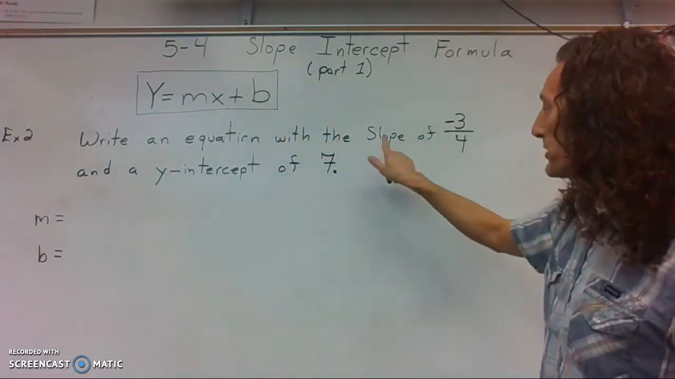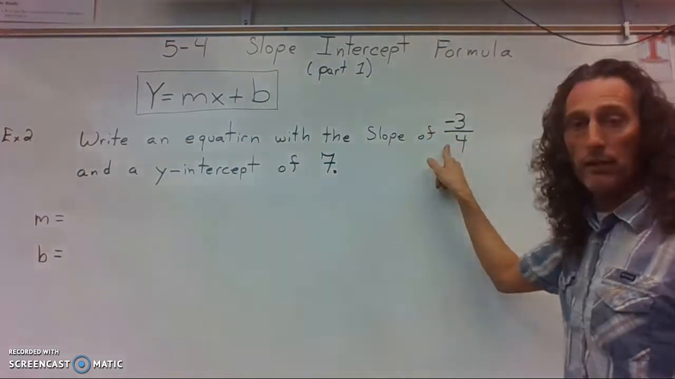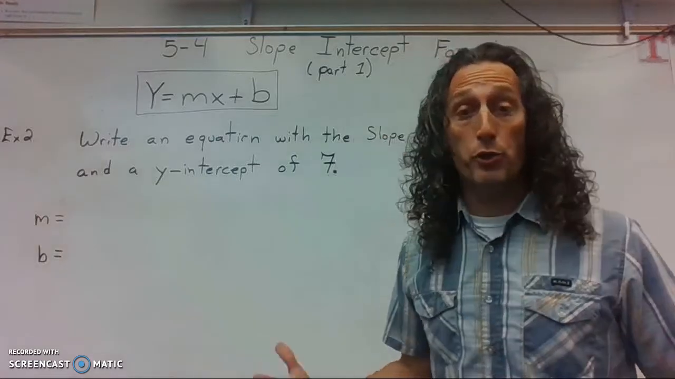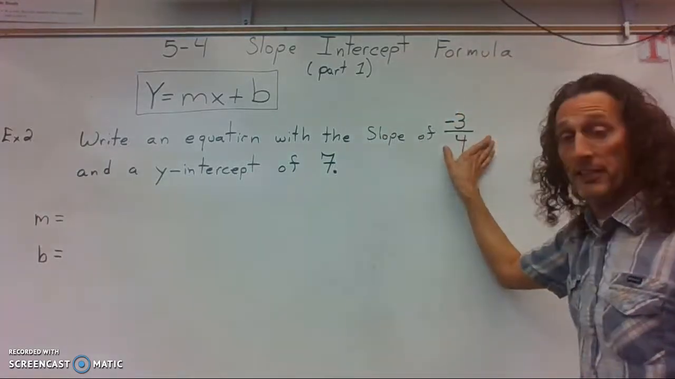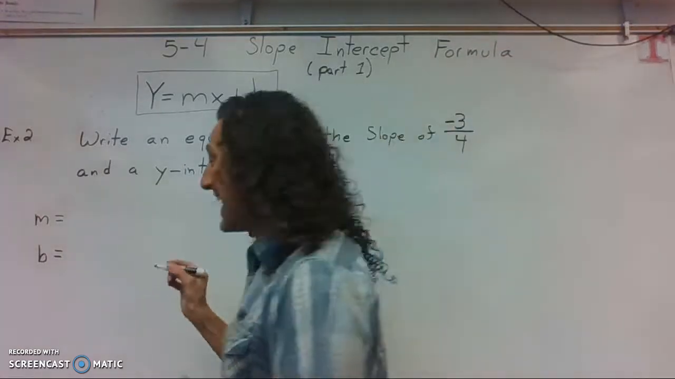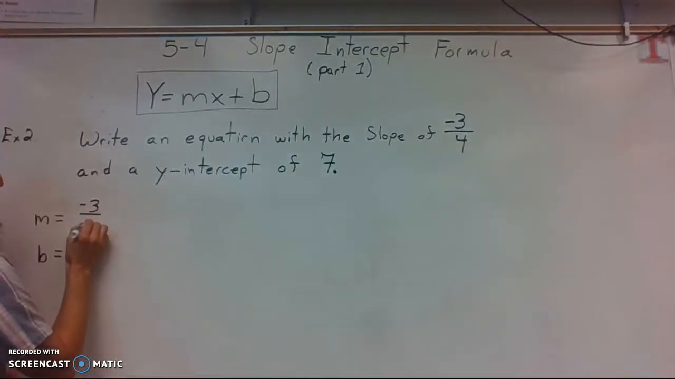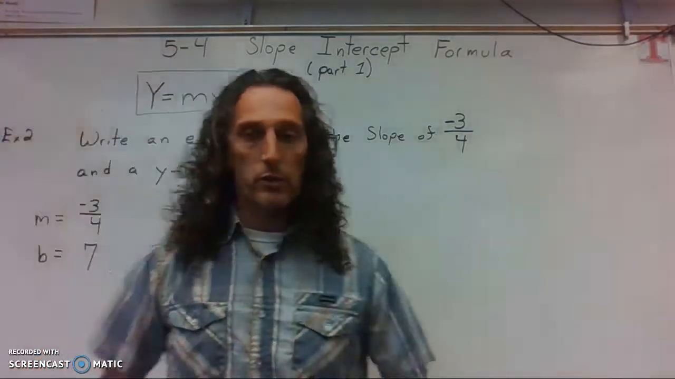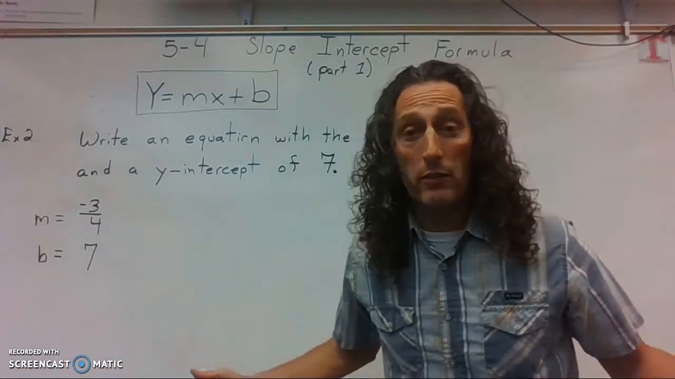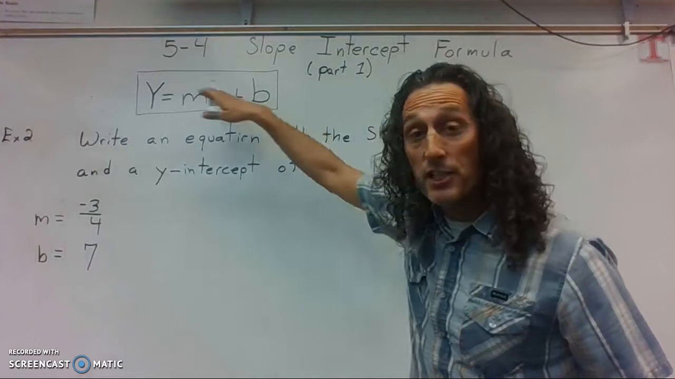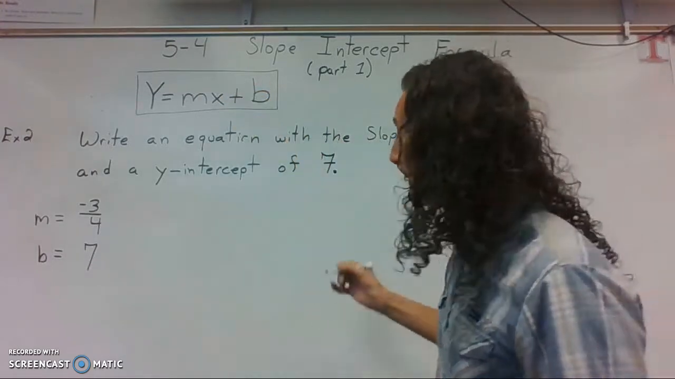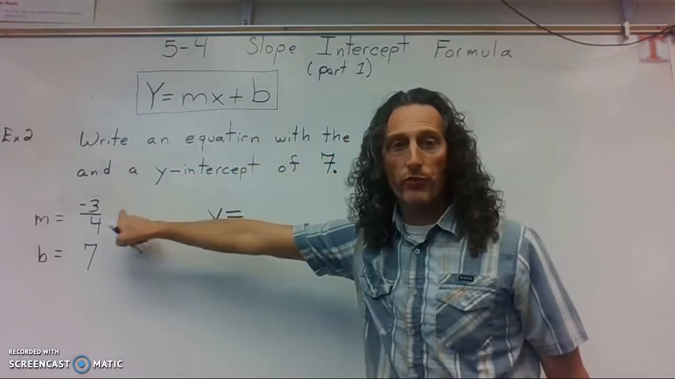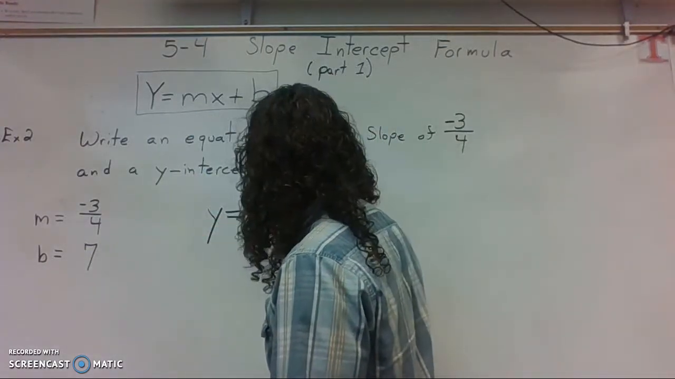So write an equation with the slope of negative 3 over 4 and the y-intercept of 7, right? So identify your terms. Well, slope we know is represented by m, so I'm going to put negative 3/4, and my y-intercept is 7. So we have our m and our b, and guess what? You're basically done. Using this as your template, your guide, you just simply go y equals, okay, what's my m? It's right there. Negative 3/4.